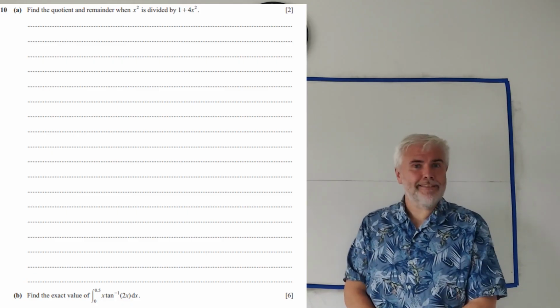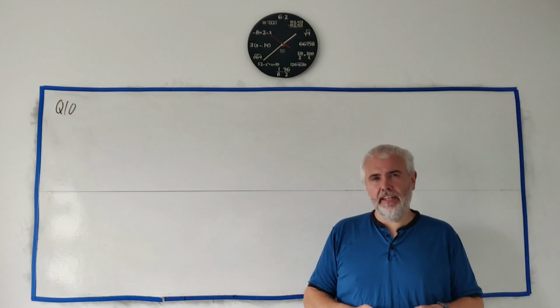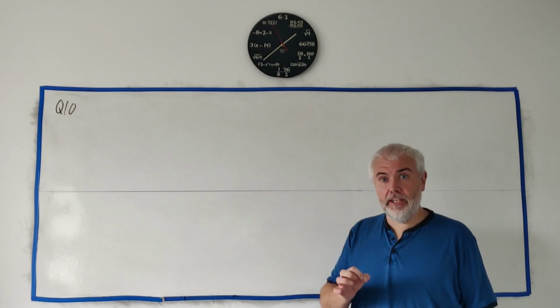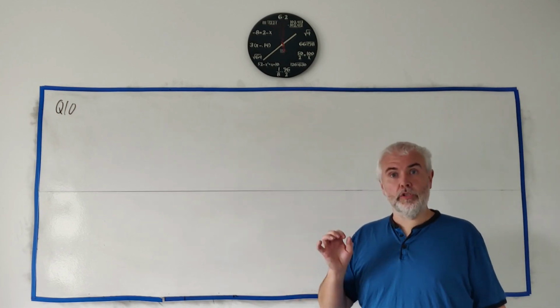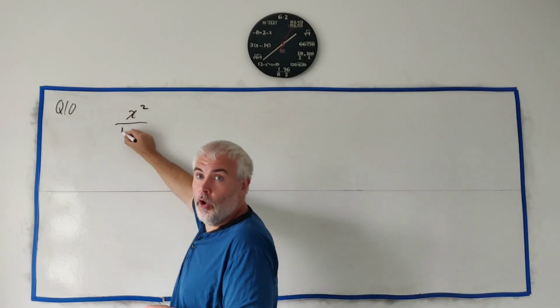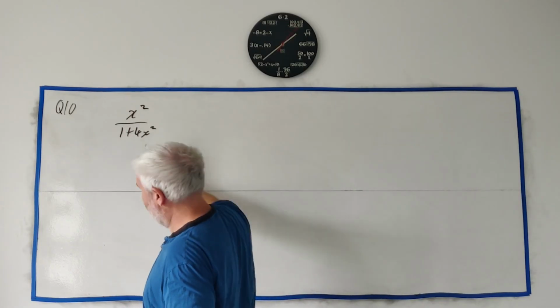Okay, let's get into the maths. In question 10, they ask us to find the quotient and the remainder when x squared is divided by 1 plus 4x squared. So let's write that down. x squared is divided by 1 plus 4x squared.